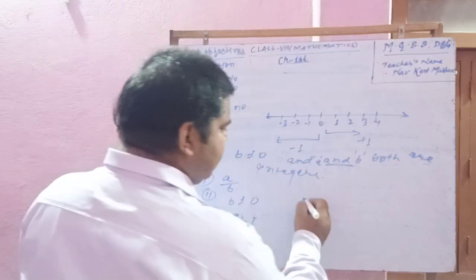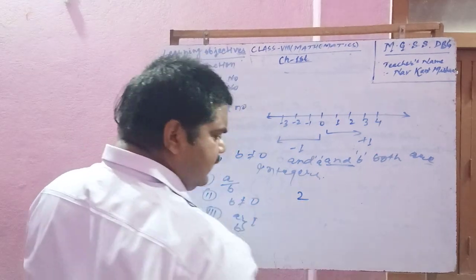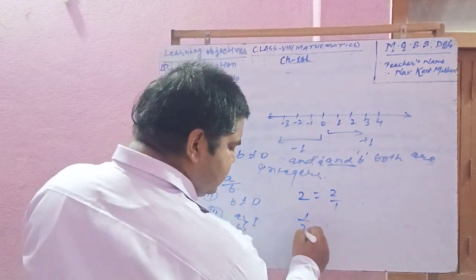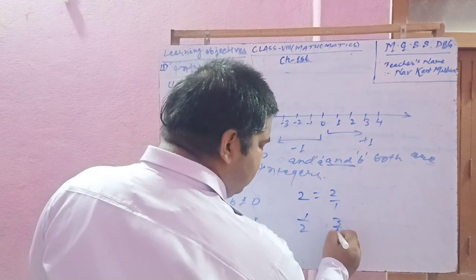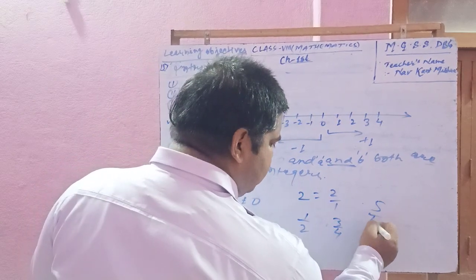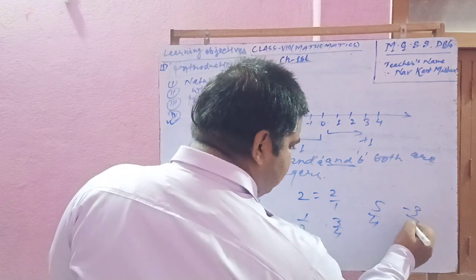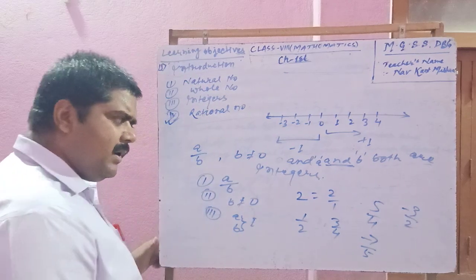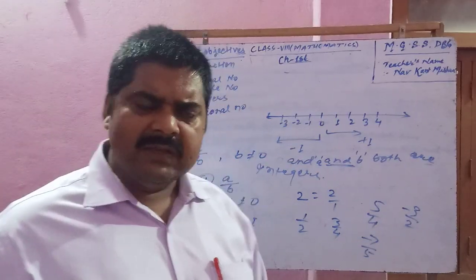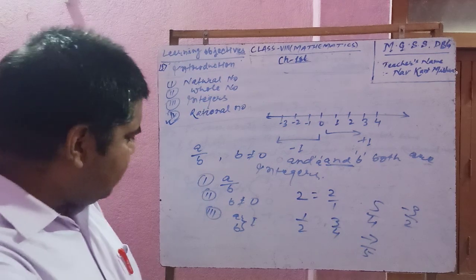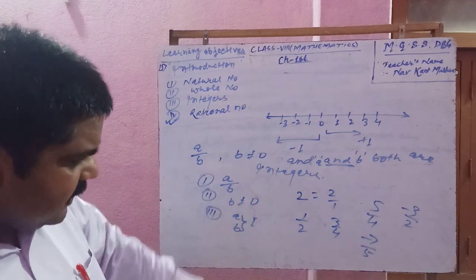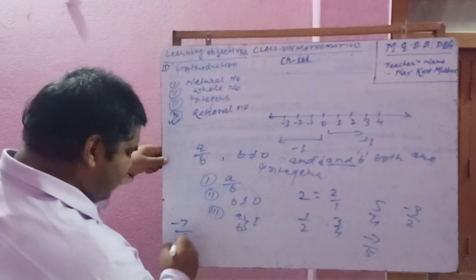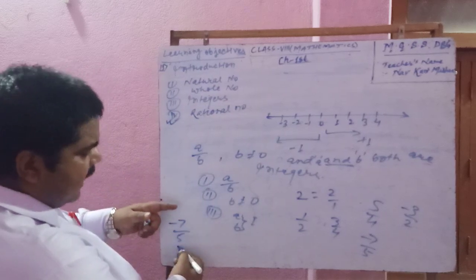For example, several rational numbers are: 2 is a rational number because it can be written as 2 upon 1, 1 upon 2 is a rational number, 3 upon 4 is a rational number, 5 upon 4 is a rational number, minus 3 upon 2 is a rational number, minus 7 upon 5 is a rational number. My dear students, all are rational numbers. It is because all satisfy these three conditions. If you check any one case, just see minus 7 upon 5, this is in the form of a upon b.